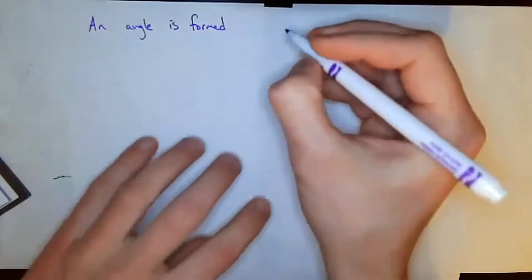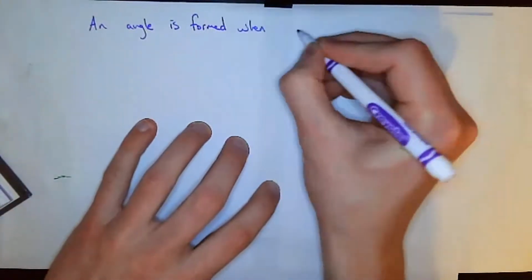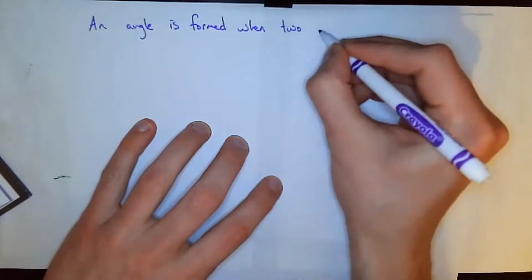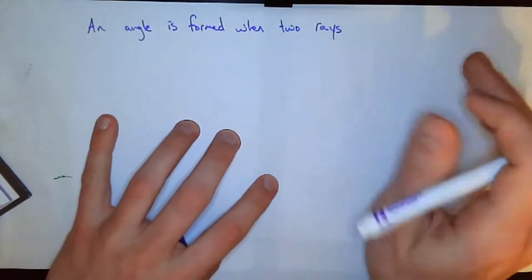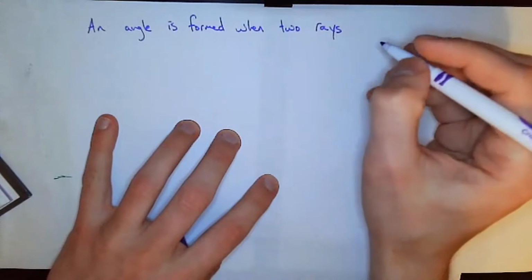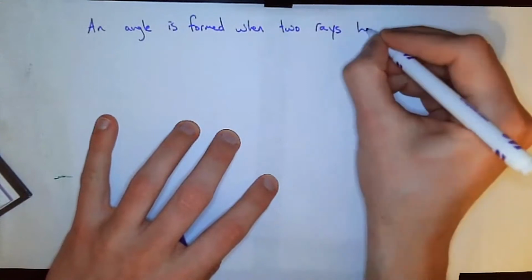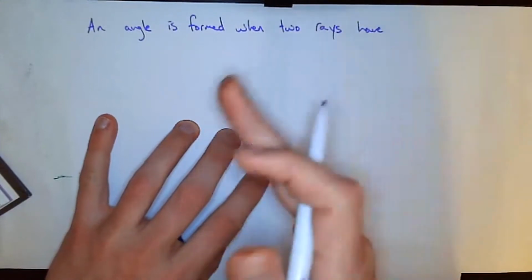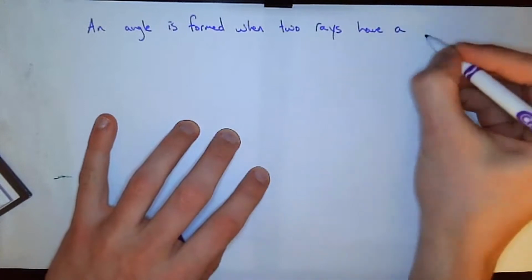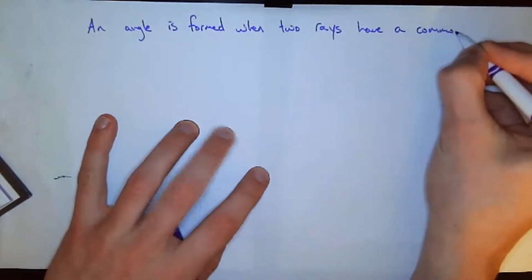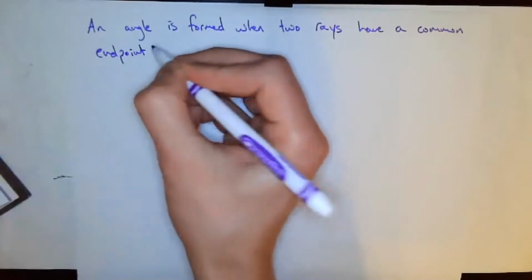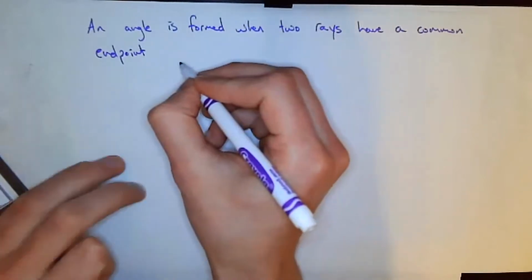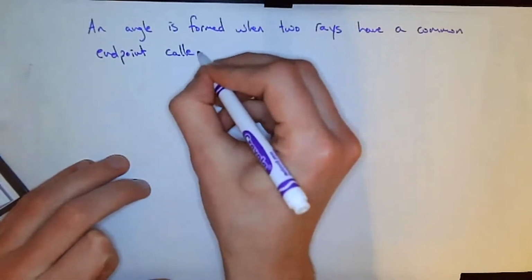An angle is formed. Let's just talk about one particular angle. When two rays, so not two lines intersecting here, we've got two rays, have a common endpoint. And remember that endpoint is where they're finite. Have a common endpoint, which we call a vertex.